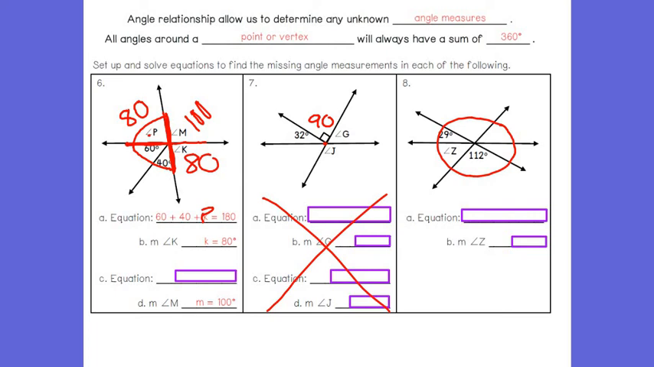So anybody see something that will help me find that? What do you see, Brady? 90 and 32 plus that equals 122. It is vertical to J. So he notices that these two angles together are vertical to J. So 90 plus 32 gives me 122. So J is 122. You don't have to write it.